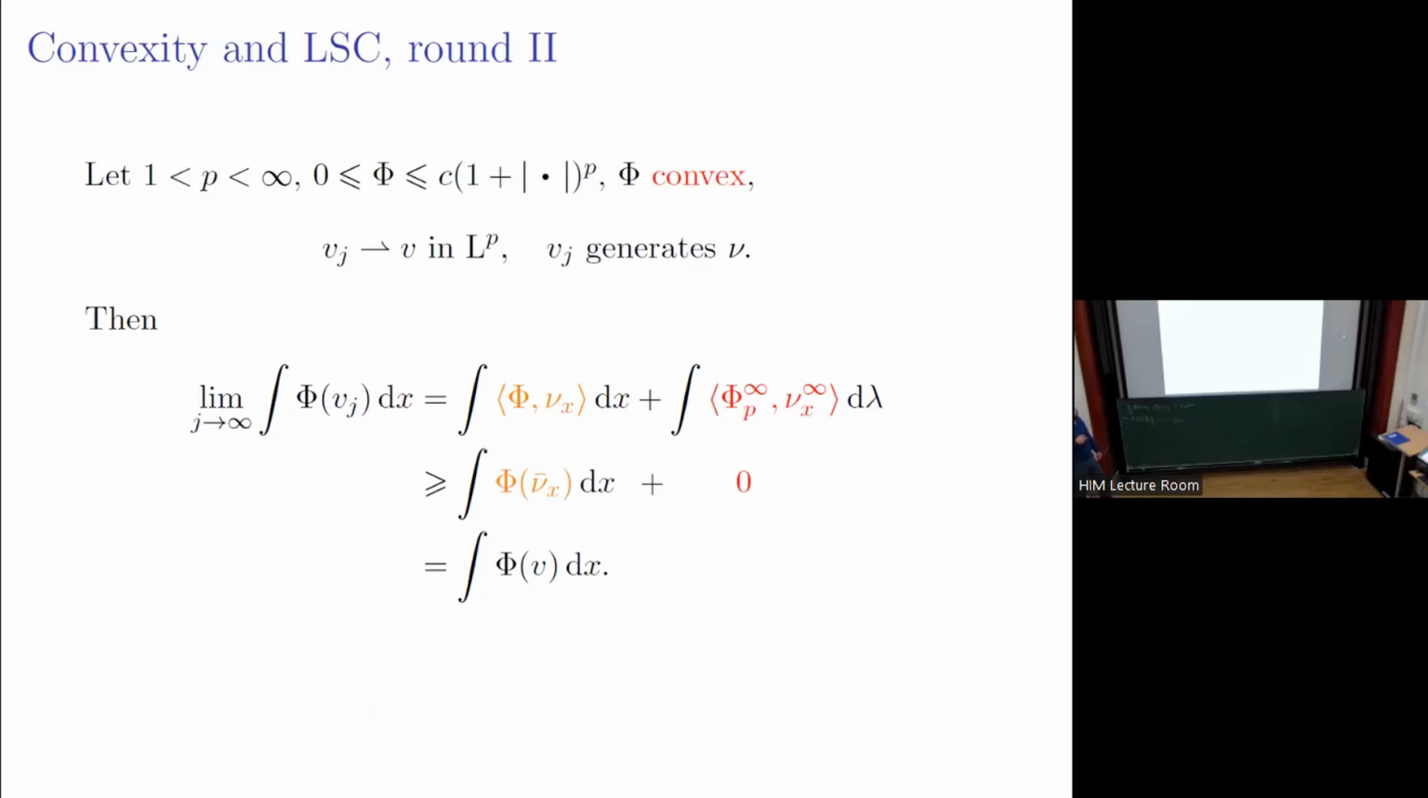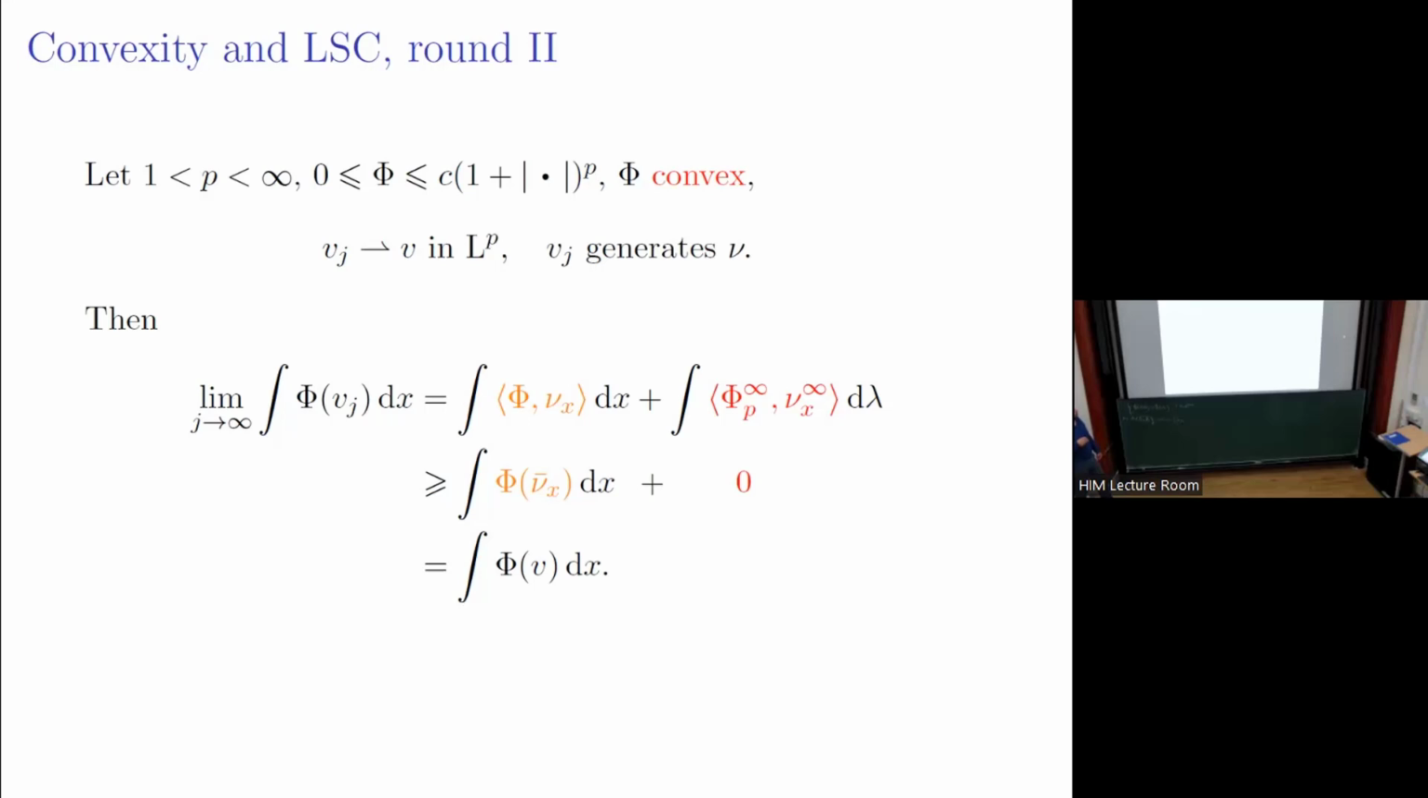How do I do this? Well, I write the representation. I also make things very easy for me by imposing phi to be positive. So in this case, there will be no contribution from the concentration part, just by design. That's kind of a toy example.